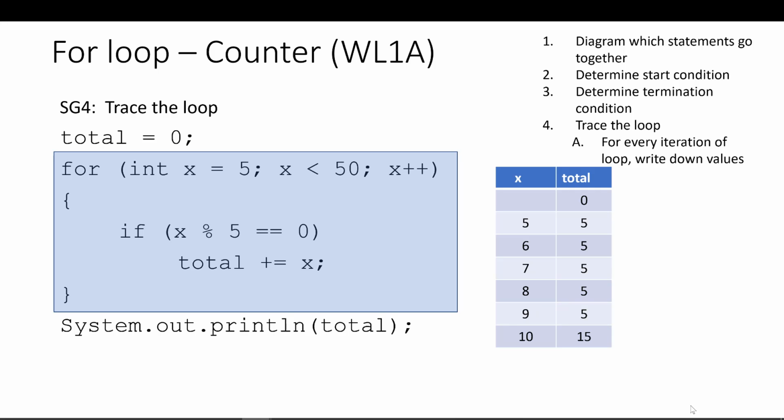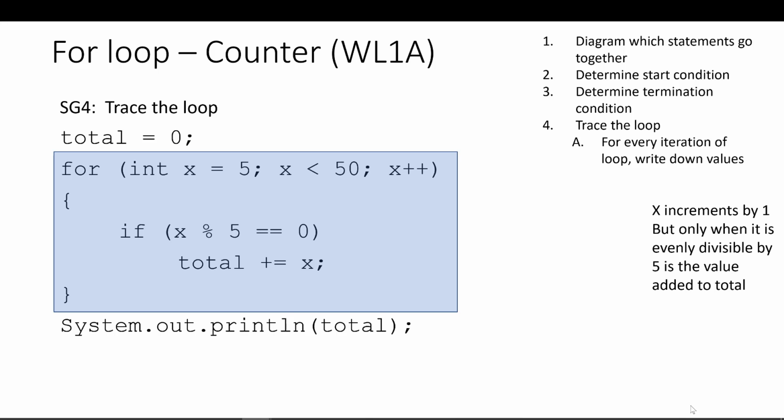Inside the loop, we see that when x is evenly divisible by 5, then we add the value of x to total. 5 is evenly divisible by 5, so the first step is to add 5 to total. 5 plus 0 is 5, so total becomes 5. Then x becomes 6, which is not evenly divisible by 5. Then 7, again not divisible. 8, not divisible by 5. 9, not divisible by 5. 10, 10 is divisible by 5, so we add the value of 10 to total, and now total becomes 15.